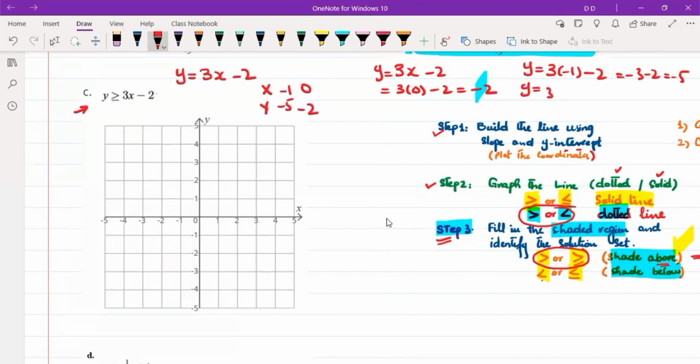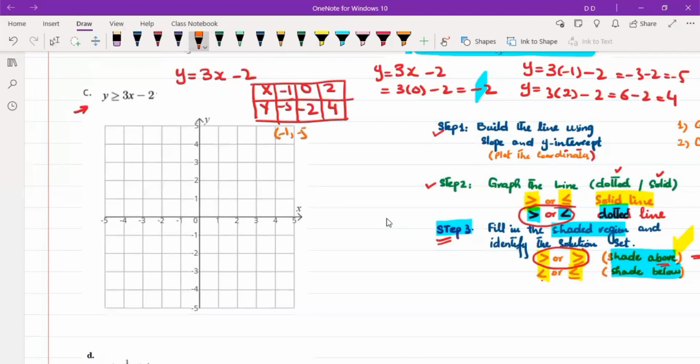And when I substitute, let me take 2, then 6 minus 2 is 4. Okay, 2 and 4 was y. All right. Basically, two pairs of coordinates are enough, but I have taken three at least to form a good line. Now the pairs of coordinates are minus 1, minus 5; 0, minus 2; and 2, 4. Right? Okay, let's plot. The first step: plot the coordinates.